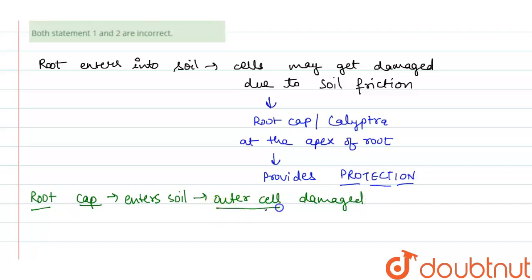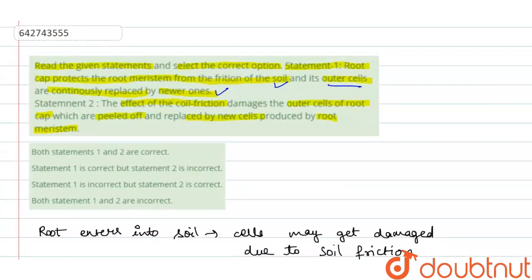So these outer cells, they are replaced by new cells by the action of root meristem. So statement 2 is also correct. So our correct option will be both statements 1 and 2 are correct. So option A is the answer.